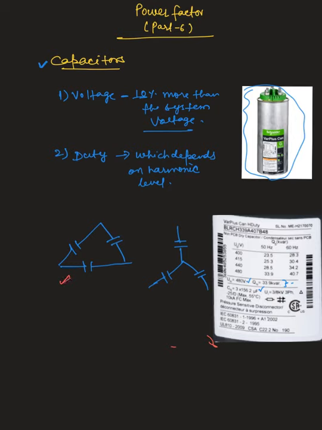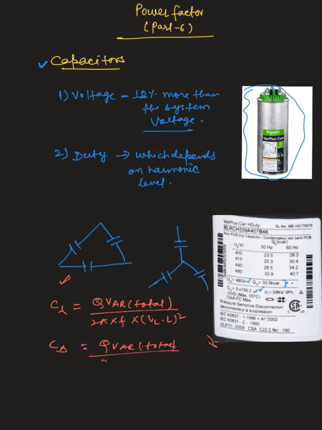of capacitance in star. The formula for capacitance in case of star is Q_VAR total divided by 2 pi f V line to line square, and in delta it is Q_VAR total divided by 3 into 2 pi f into V line to line square. So you can clearly see in case of delta, the capacitance required for the same amount of kVAR is 1/3 of the capacitance required in the star.